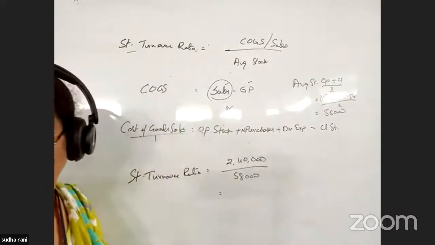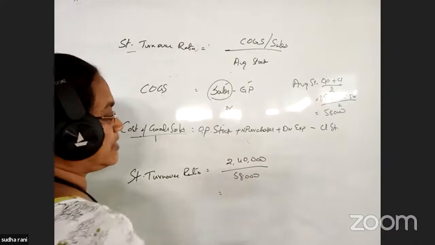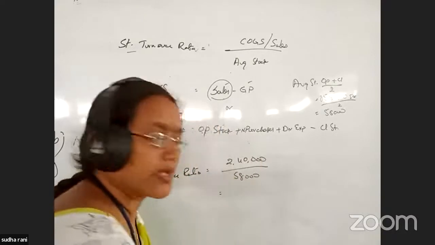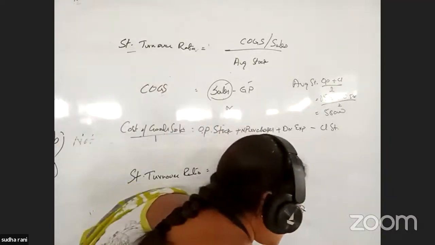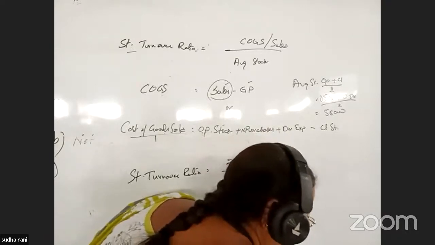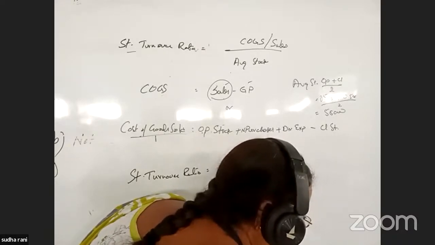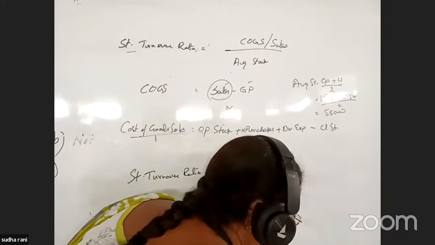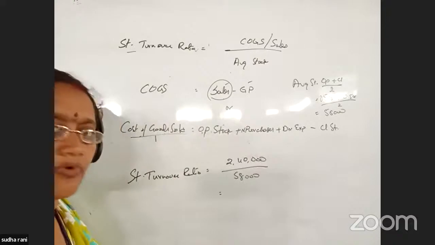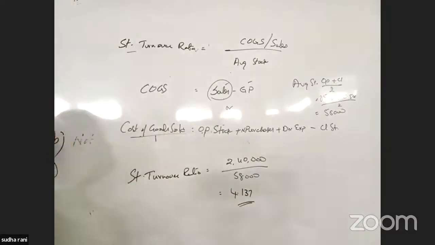What amount will we get? 58,000. Okay, dear. 2,40,000 divided by 58,000. 240 divided by 58. 4.137. So what is this called?